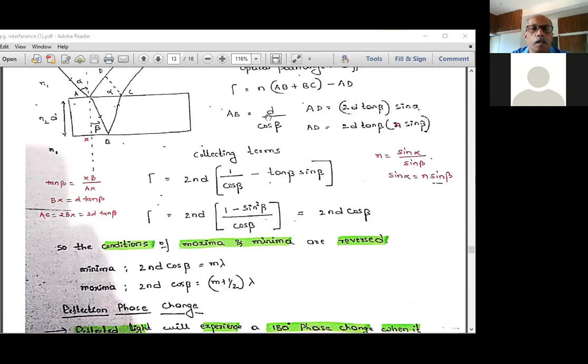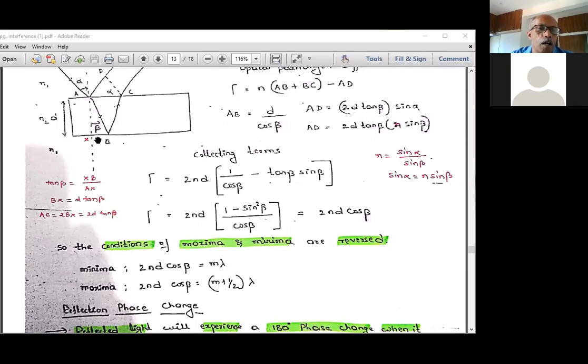Similarly, we have the expression for tan beta. From the same triangle, let us take tan beta. Tan beta is opposite by adjacent, that is BX by AX, or BX is equal to AX into tan beta, but AX is d. Therefore, BX is equal to d tan beta. If we draw a perpendicular from B to the upper surface of the film, then AC will be equal to twice BX.